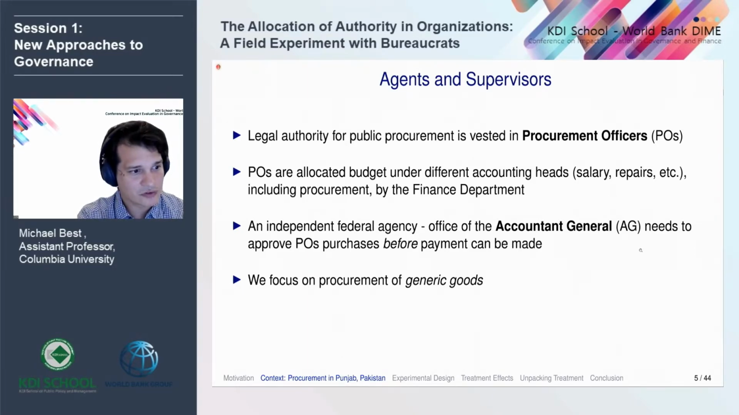And so we are going to focus on a particular subset of procurement. In particular, we're going to focus on purchases of what we're going to call generic goods.